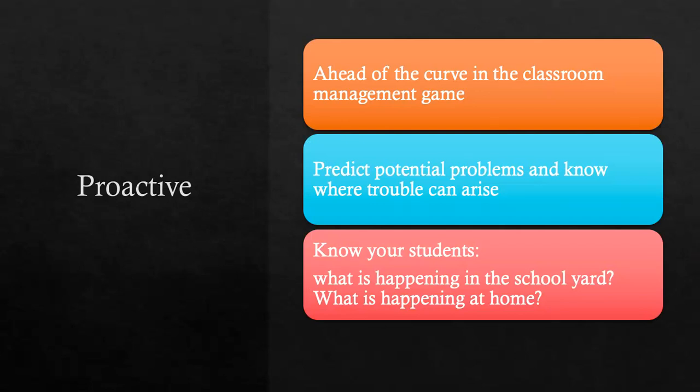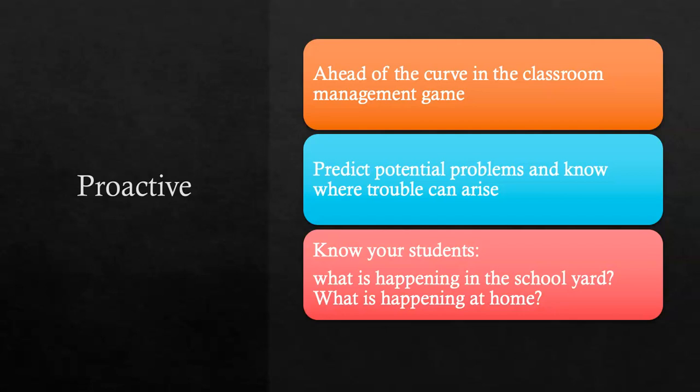Another piece to your classroom management is being proactive. You need to be ahead of the curve in the classroom management game. What does that mean? That means you need to predict potential problems and know where trouble arises. If you are planning an activity with your students, you need to already be thinking, how am I going to keep my students on task? What am I going to be doing about that student that's extremely disruptive? How am I going to manage my classroom if they're going to be moving from station to station? What are the expectations that my students should know before we even start this super fun activity?